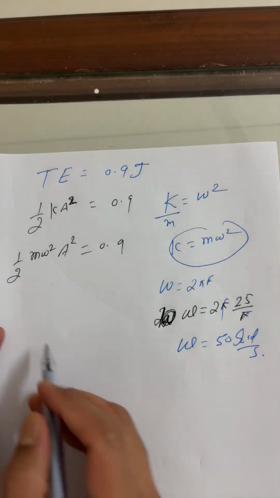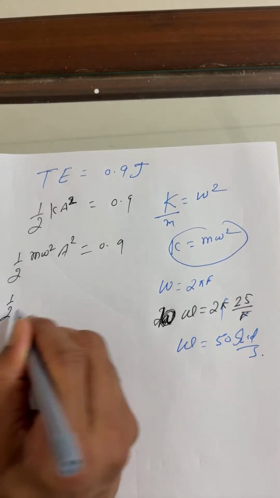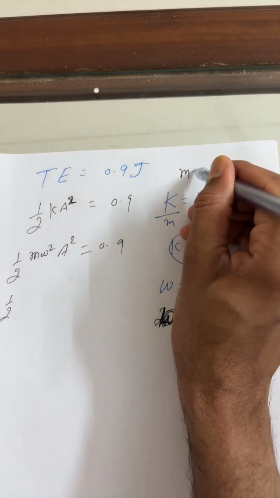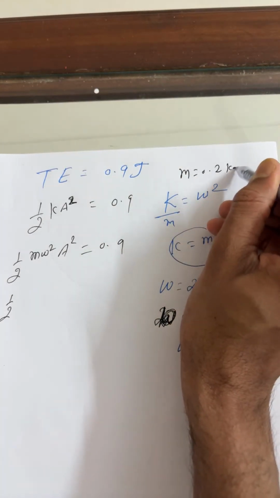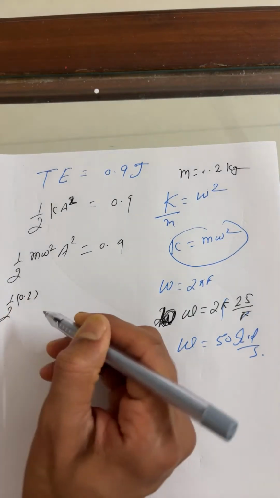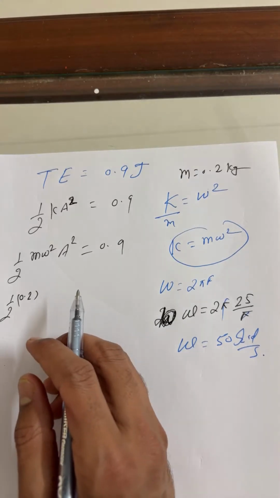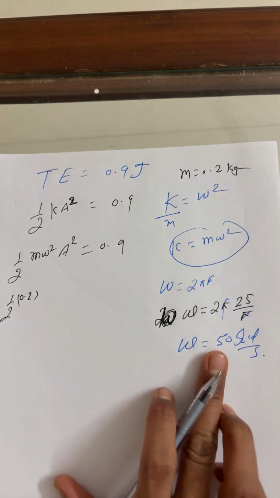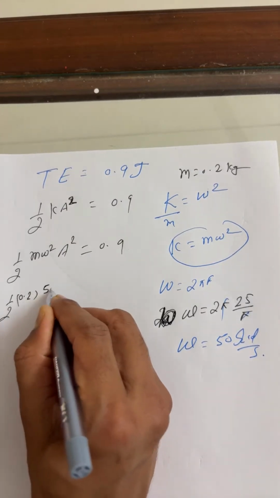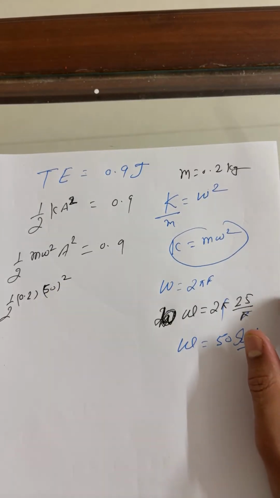Or directly you can put in the entire values here. The mass is also mentioned in this question, 0.2 kilogram. And omega square I can write directly as 50 whole square, right?